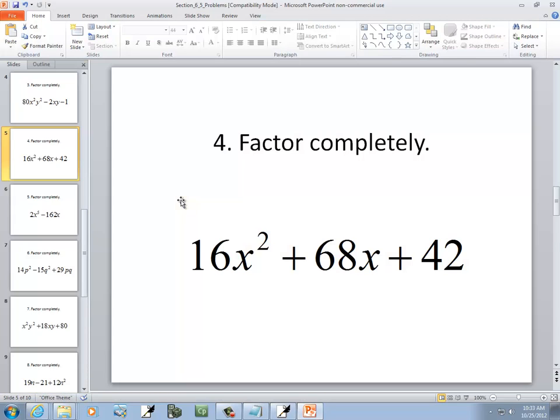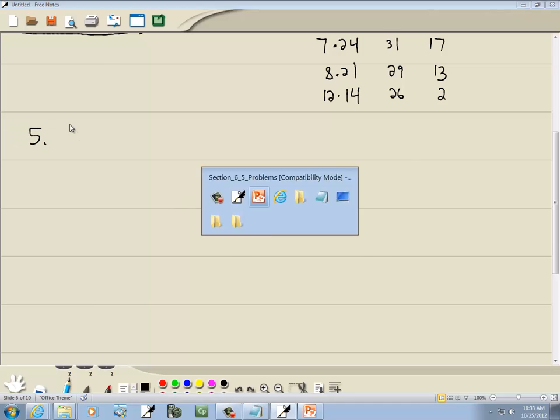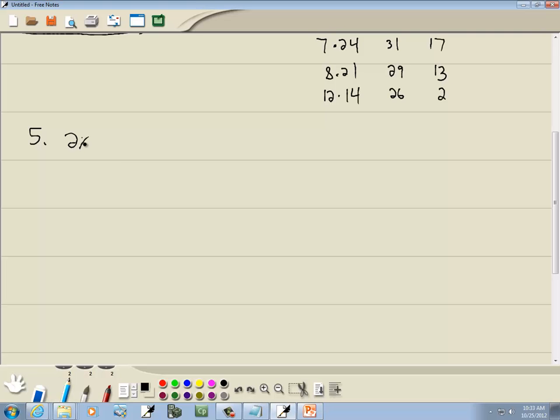Let's look at our next problem. We've got 2x to the fifth minus 162x. Start going through my methods. First method is GCF. They both have a 2 and an x in common. And that gives me x to the fourth minus 81.